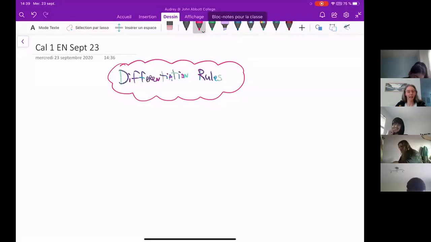Okay, so yes, exactly. Differentiation is the act of finding a derivative. So if we have differentiation rules, these are going to be rules that tell us how to find a derivative. So we're going to start off by thinking about a constant rule.